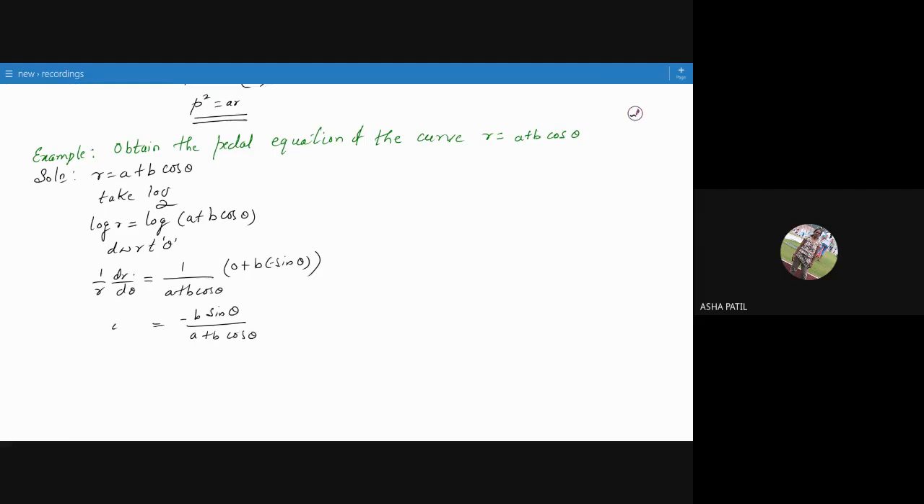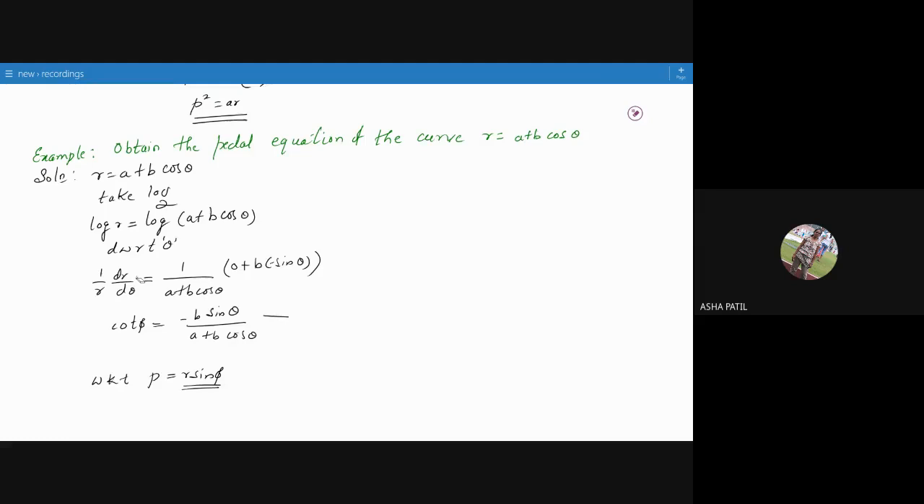The LHS, 1 by r dr by d theta, is nothing but cot phi. So we have cot phi equal to minus b sin theta upon a plus b cos theta. Now for converting this into the pedal equation, we will be considering the equation p equal to r sin phi. For this, we need sin phi, and we can't easily find phi from this equation.